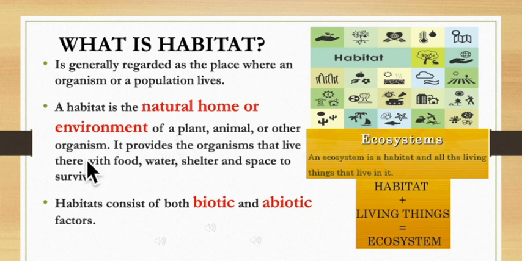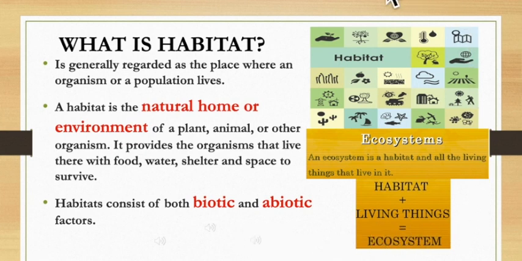But this habitat should contain the factors which are required by living organisms, like it provides the organisms that live there with food, water, shelter, and space to survive. So, a habitat usually consists of two factors: biotic factors and abiotic factors. I hope you understand it well.